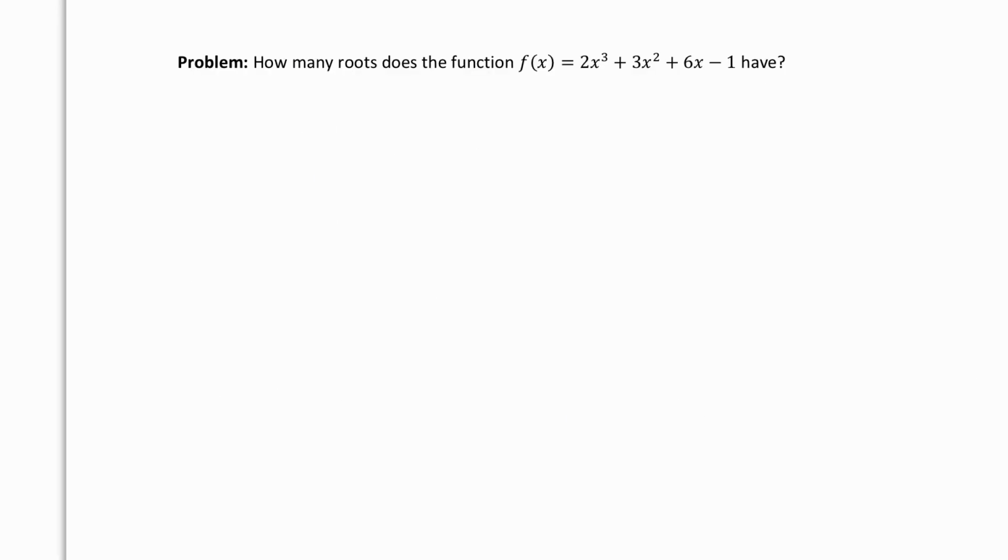So here's another problem. I encourage you to pause the video and give this one a try. As a hint, you need to use, of course, the mean value theorem, but also the intermediate value theorem.